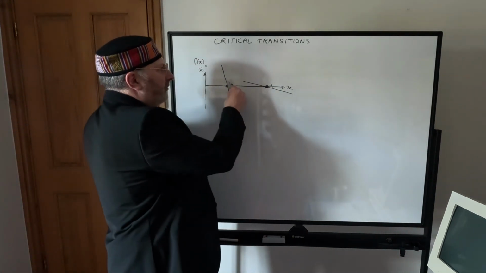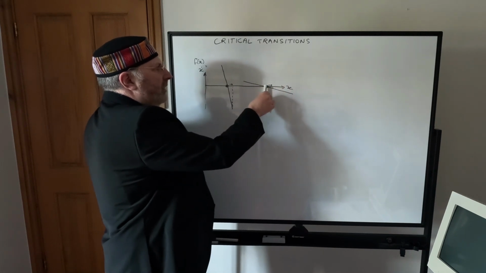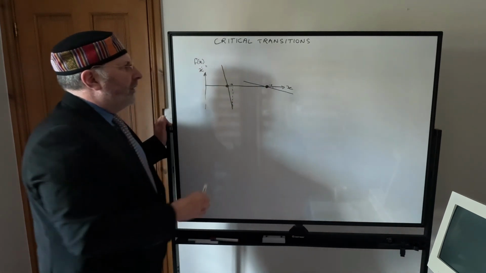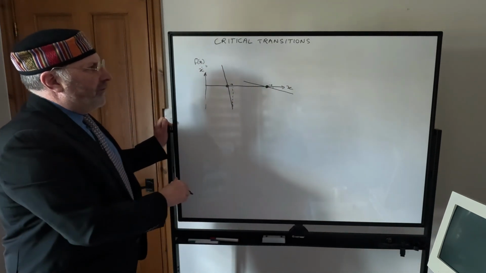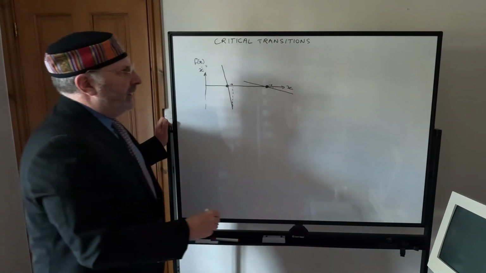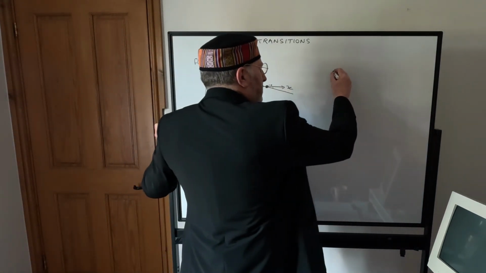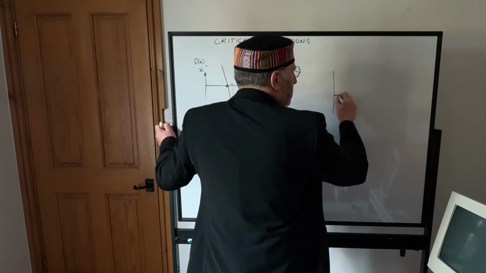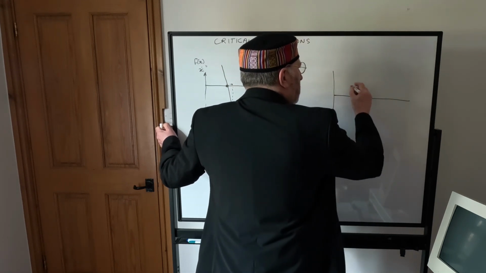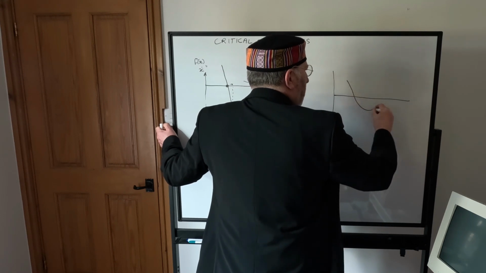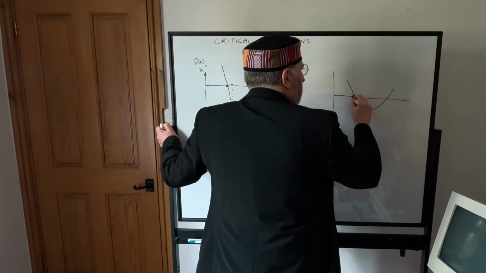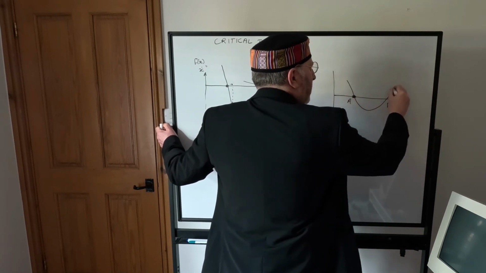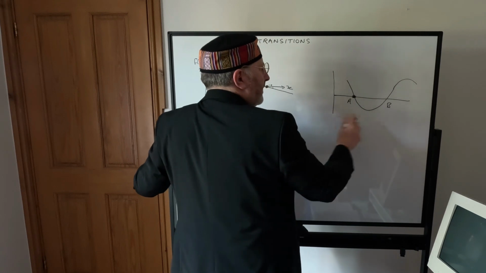So how fast the system returns to the stable position depends upon the slope of the graph as it goes through the fixed point. And if we look at the system that we've been considering, we had a fixed point A, B, and there was a C over there.